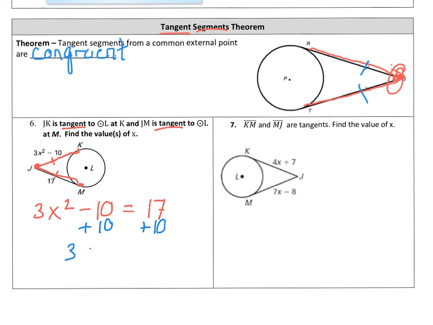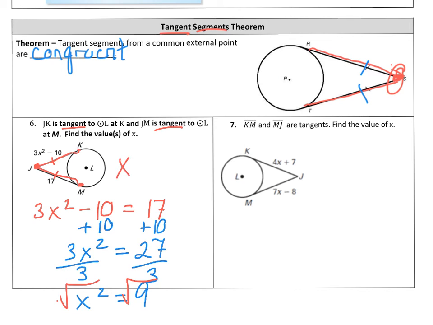I'm going to end up with 3x squared equals 27. And then to get x by itself, now I'm going to have to divide by 3, which is going to leave me with x squared equals 9. And the last thing I have to do then is just take the square root. So it looks like for my final answer, it's technically going to be positive and negative 3 because I'm taking the square root down here. And both of these will work if I plug them in for x.